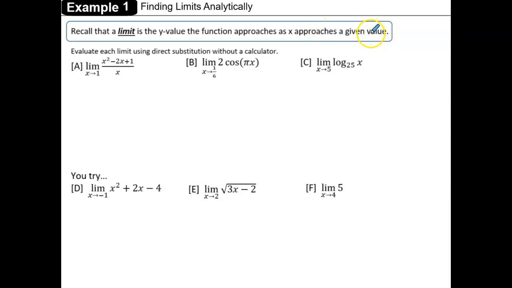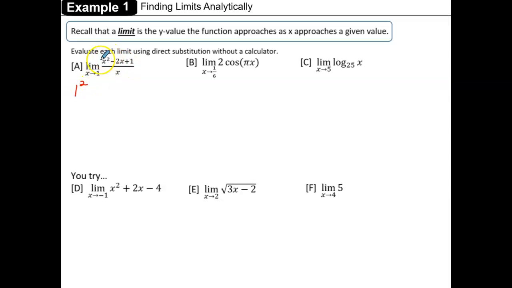given value. And to evaluate a limit using direct substitution means everywhere we see an x in the expression, we're going to substitute the value the limit is approaching. So the limit as x approaches 1 of the quantity x squared minus 2x plus 1 all divided by x can be evaluated by substituting 1 for x.